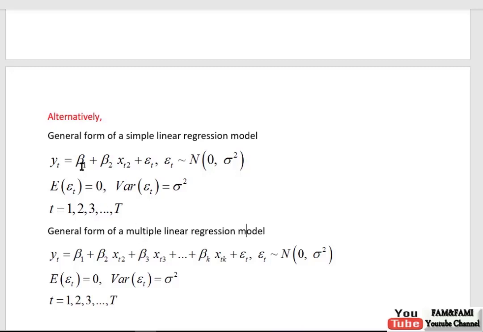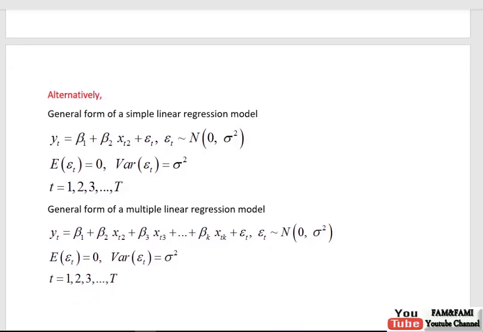And as before, the true parameters in the simple case are beta 1, beta 2 and sigma square, the variance of the error term. In the case of the multiple linear regression model, the parameters are beta 1, beta 2 up to beta k, so k betas, and then the variance of the error term sigma square, so we have k plus 1 parameters. In the simple case we have 3 parameters, beta 1, beta 2 and sigma square. In the multiple case we have k plus 1 parameters, beta 1 to beta k, k betas, and 1 additional sigma square. So this is how we can write a simple linear regression model and a multiple linear regression model without matrix notation.